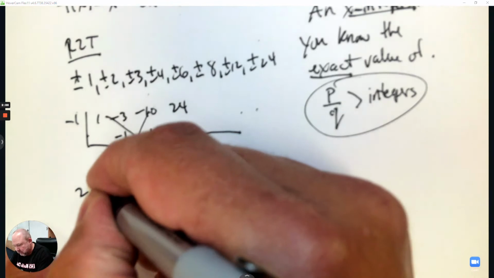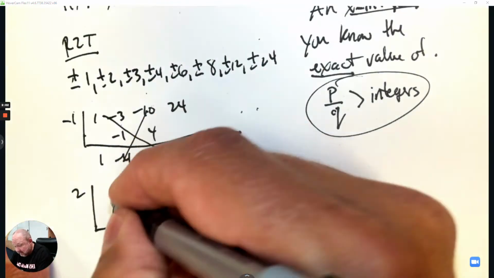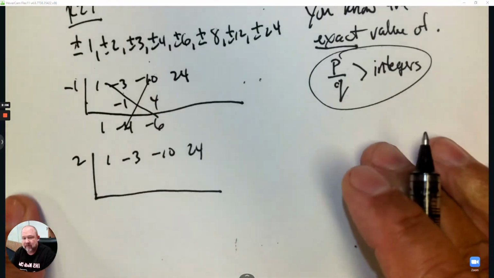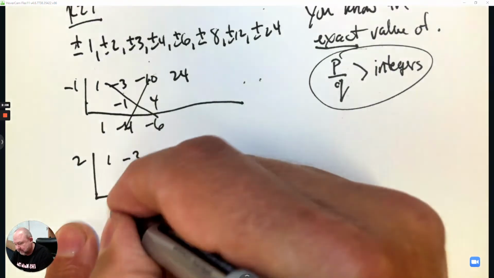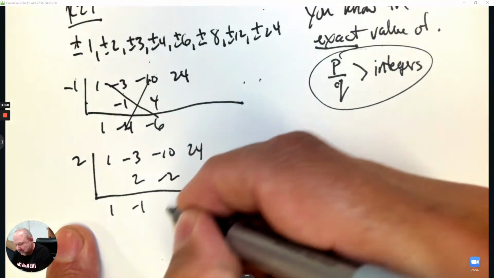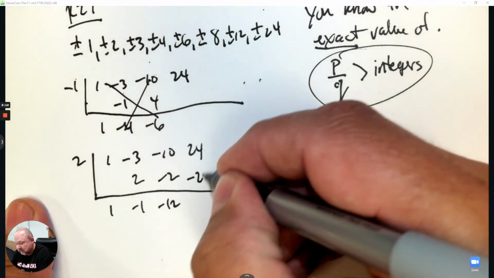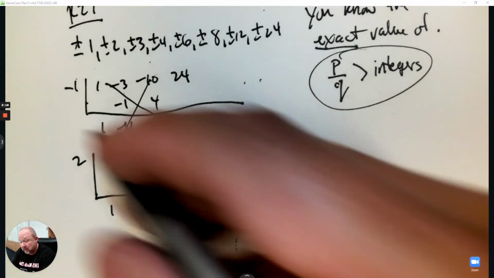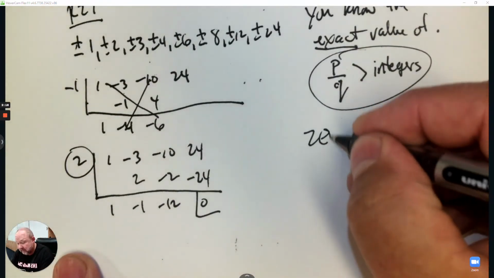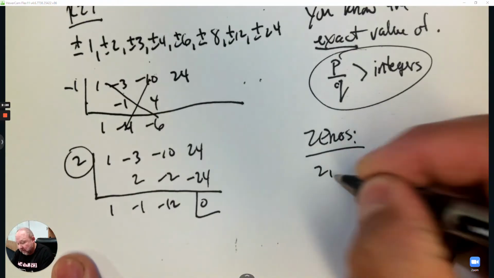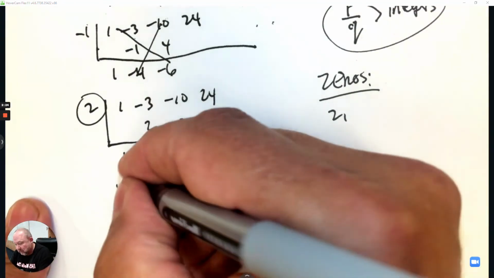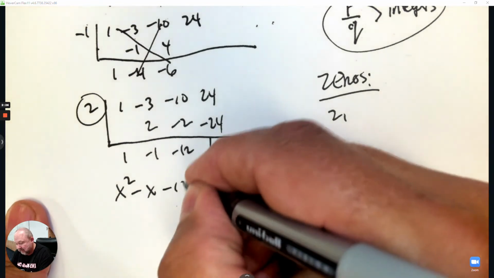So let's see if 2 works. You don't know ahead of time, so you don't know if it works or not until you actually try it. So we keep going until we find a number that works. Now this one does work. So this one gives me a remainder of 0. So I already know one of the zeros. So when it says which are the zeros, I know one answer is 2. Now what's left over is 1x squared minus x minus 12.